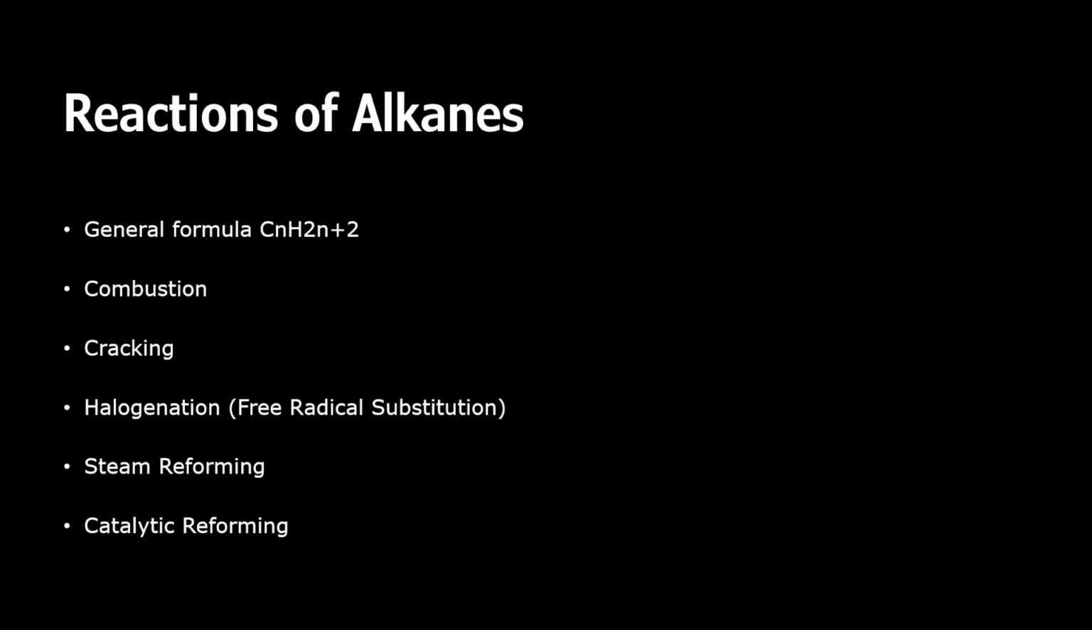So let's start with the general formula: CnH2n+2, right? That is the general formula for all alkanes. Everything differs from that general formula, and everything can be condensed to that general formula, right?